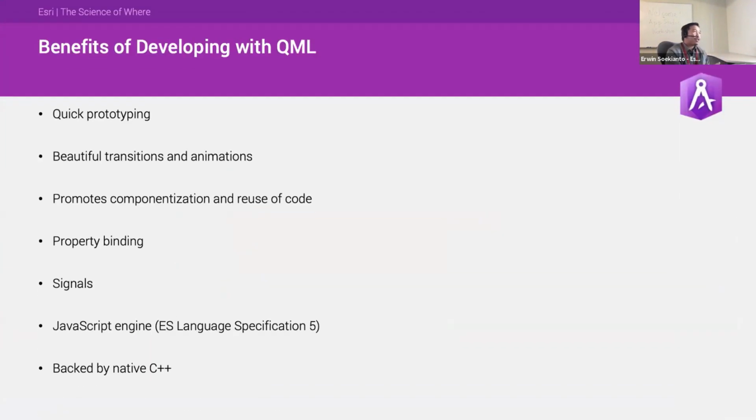Other benefits with QML are easy, quick prototyping. It has good animation. You can compartmentalize the code and reuse the code. You can create a separate component and then just reuse the same component. It has property binding, signals, ECMAScript, and is backed by native C++. This is how this UI can be translated into all of the platforms that we support.